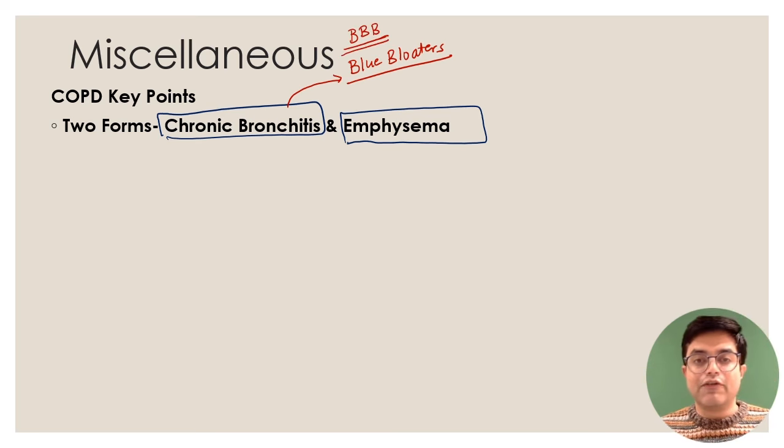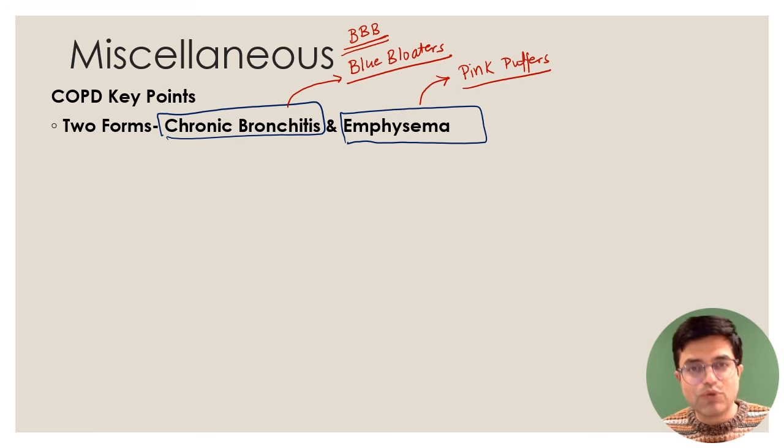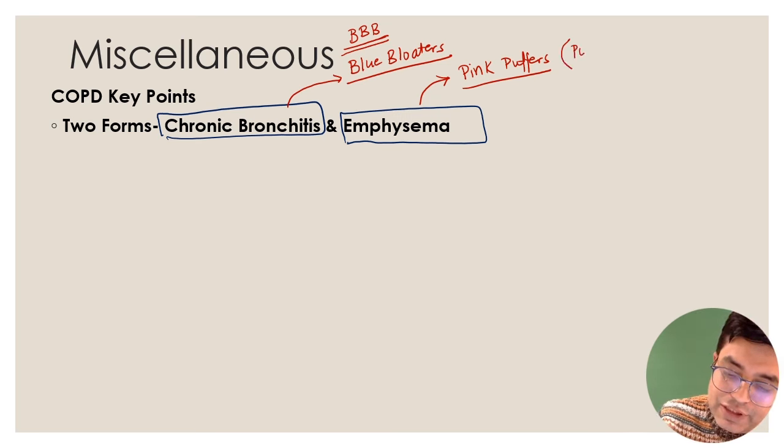What is the meaning of blue? They will have cyanosis, a bluish discoloration of the skin. Bloater means they will have edema and will usually be obese. On the other hand, emphysema is more commonly seen in chronic heavy smokers, and they were called pink puffers. You must have seen very heavy smokers who are very thin, cachexic. They don't have cyanosis, they are pink, but they breathe as if whistling, through their mouth with pursed lip breathing.